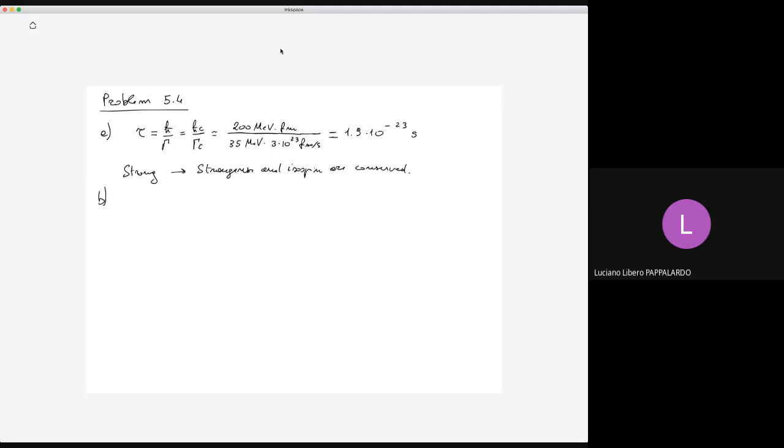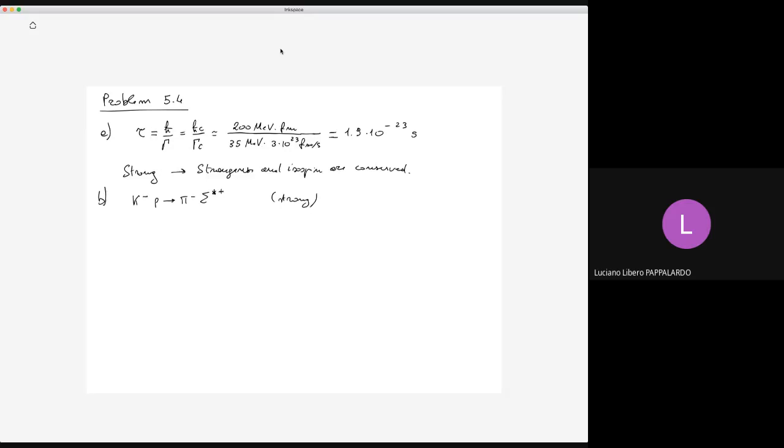Now, the second question is about why the other reaction cannot occur in nature. Let's first analyze this reaction here. The reaction for the production of this sigma star plus is K minus proton going into a pi minus and sigma star plus. And it is a strong reaction, as we know from the text.